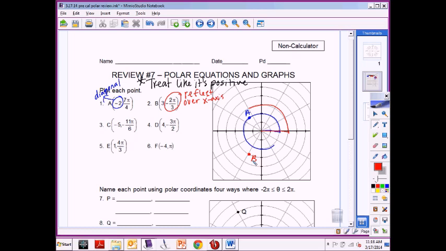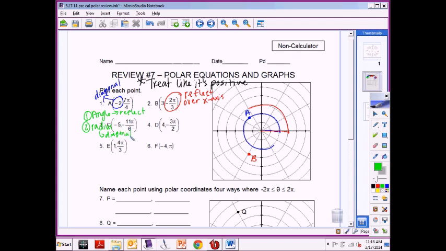All right, so now we're on to C. Now, what do you notice about C? They're both negative. Because they're both negative, what you're going to do is you deal with the angle first. You do the angle first, and then you do the radius second. So that means, in essence, I would reflect first, and then go diagonal.